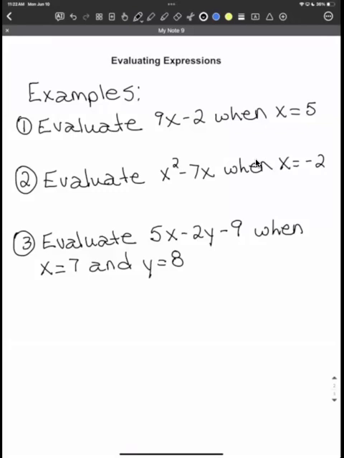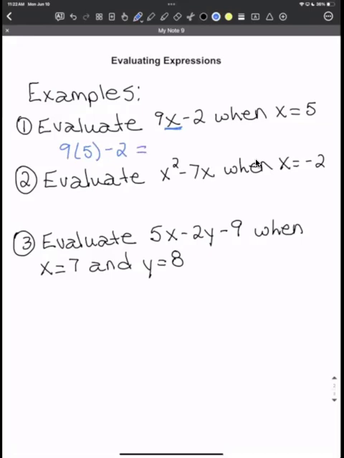It says evaluate 9x minus 2 when x equals 5. This means everywhere I see an x, I'm going to write a 5 there instead. Okay, so instead of writing this x, I'm going to write a 5. So that's going to be 9 times 5 minus 2. Now I just have to simplify.